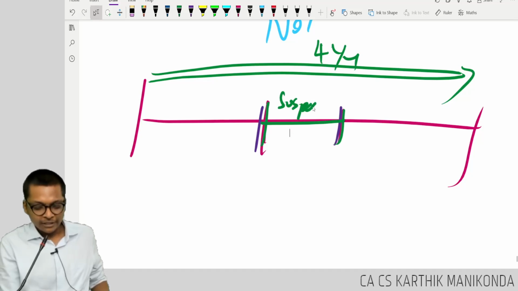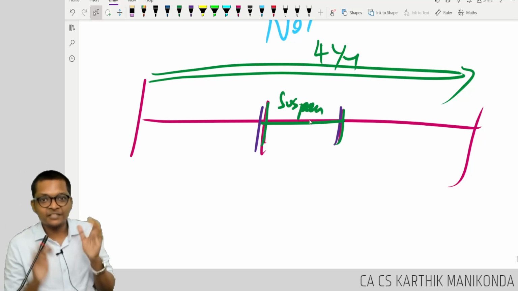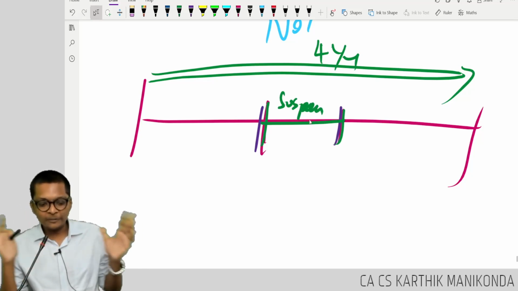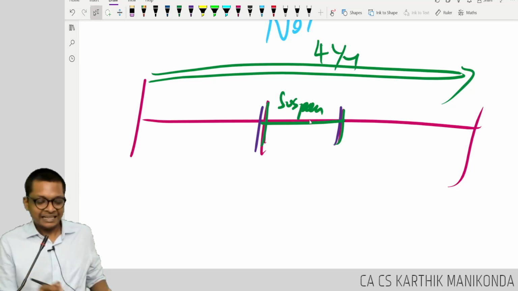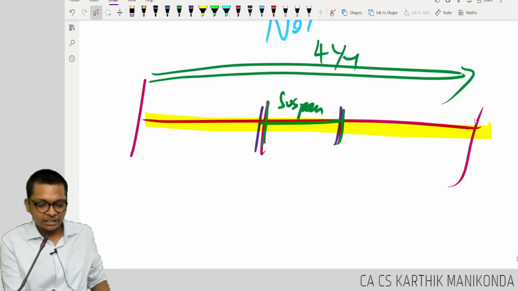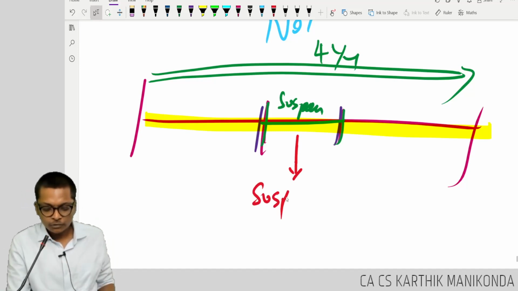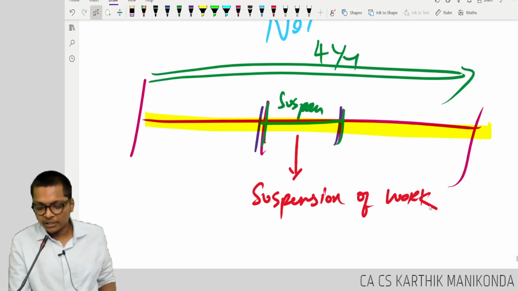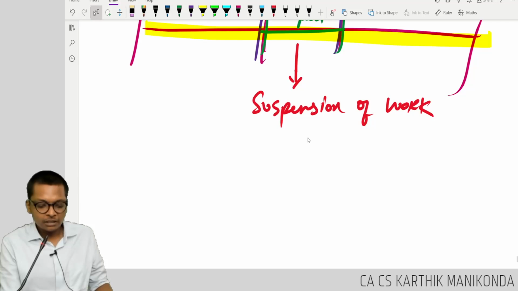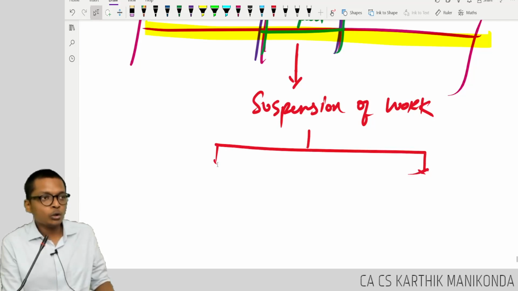Correct? Okay. Now this is called suspension from work. So your college is 4 years, but in between you have a 10 days suspension. Like that, in this full construction, my suspension is called suspension of work. These breaks are called what, guys? Suspension of work.